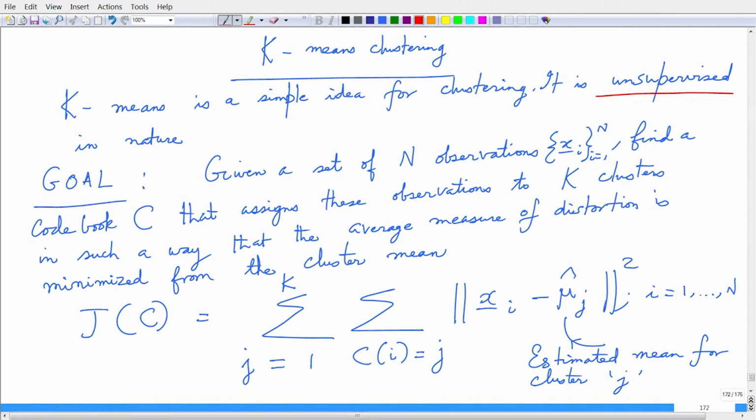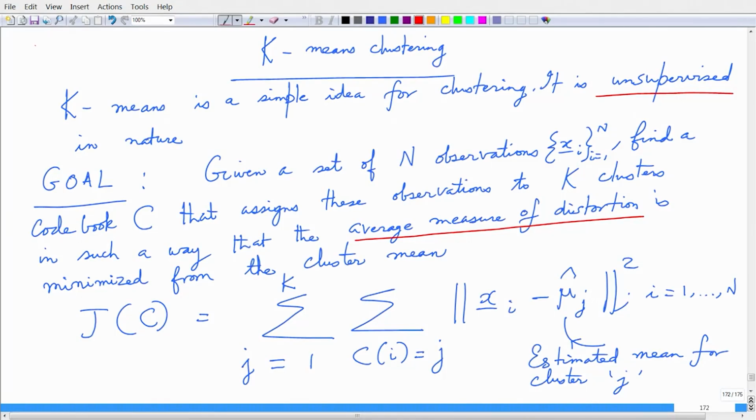Given a set of n observations x_i, i going from 1 to n, find a code book C that assigns these observations to k clusters in such a way that the average measure of distortion is minimized from the cluster mean, right. What it means is I am given a set of points and I have to have a label for these data points. So, imagine I have a set of points here, these are like this.